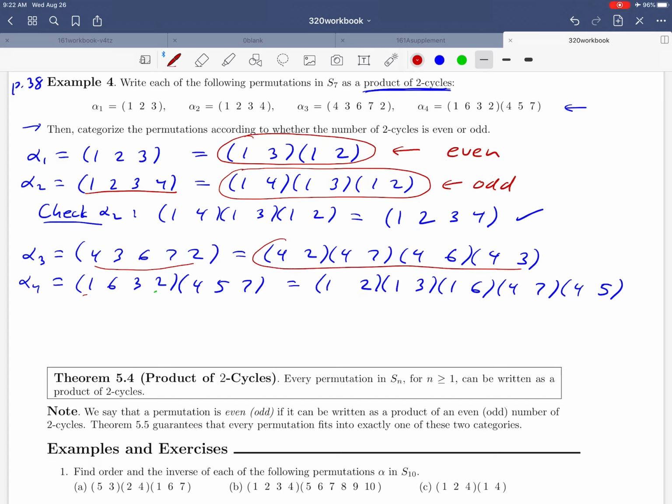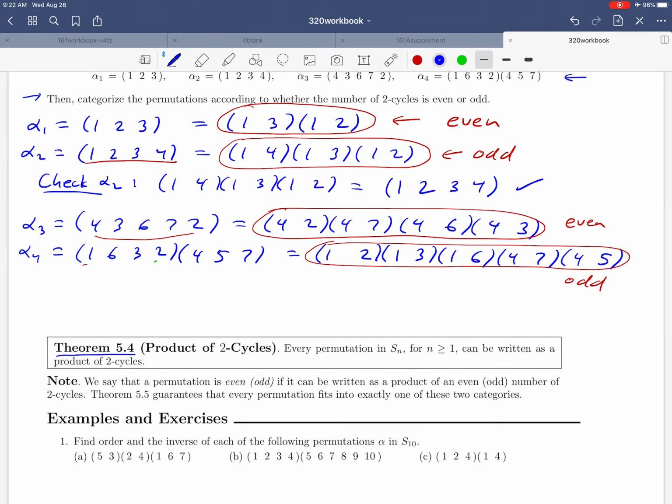And so on. All we're really doing here is counting the number of 2 cycles in our decomposition. We could do this for any permutation in S7. Which brings us then to Theorem 5.4, which is a general statement about products of 2 cycles. It just says this: every permutation in Sn, for n greater than or equal to 1, can be written like this, as a product of 2 cycles. We can use this method to represent our permutation that way.